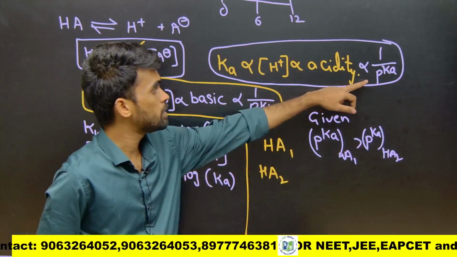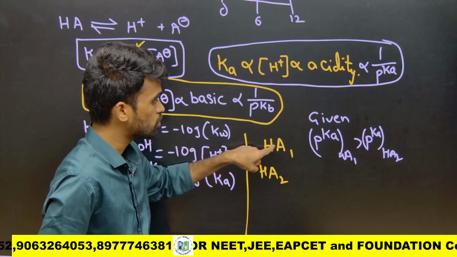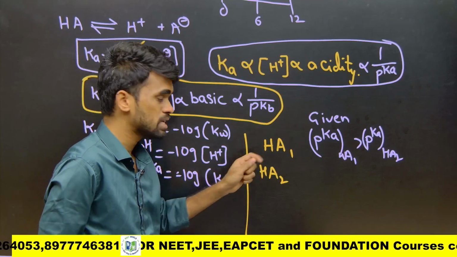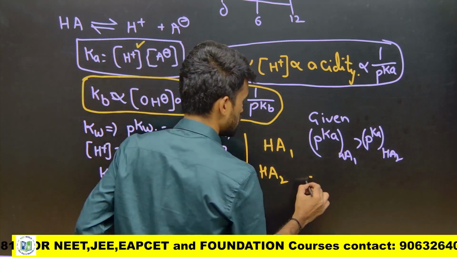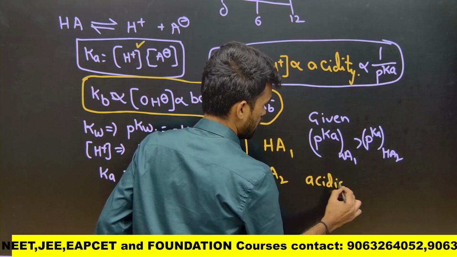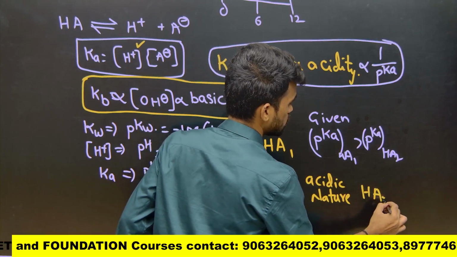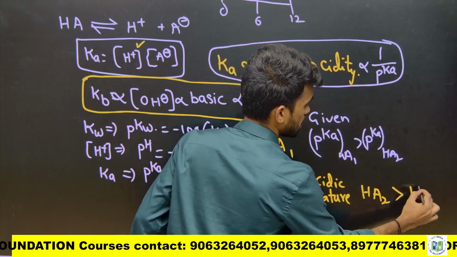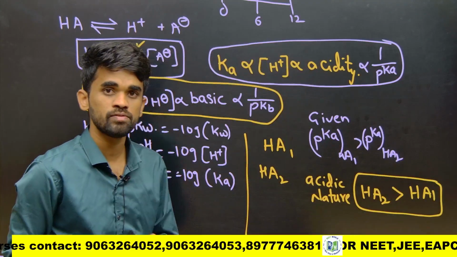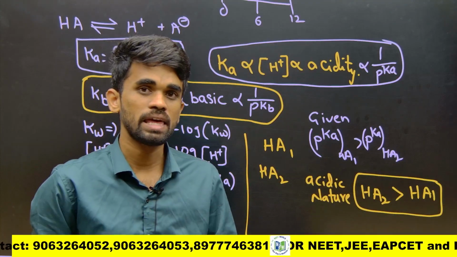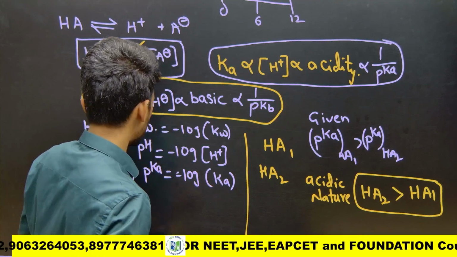See, the more the pKa, the lower the acidic nature. So the pKa value is more for HA1, therefore it is less acidic than HA2. So the acidic nature of HA2 is greater than HA1. This is how you can understand the concept of pKa, pKb, Ka, Kb. Hope it is clear.